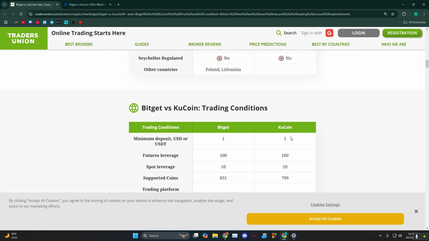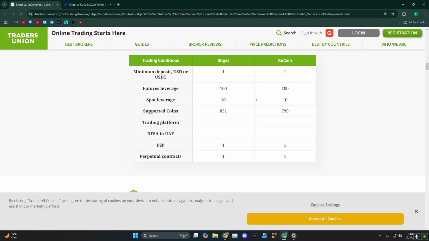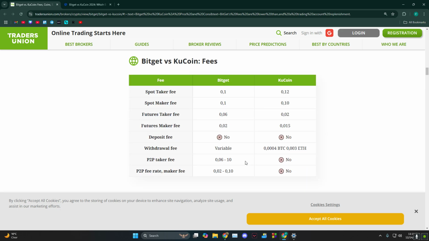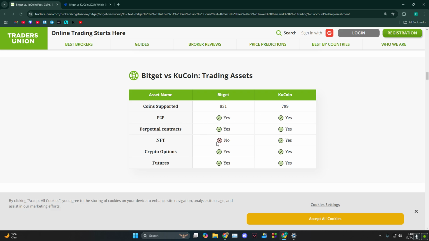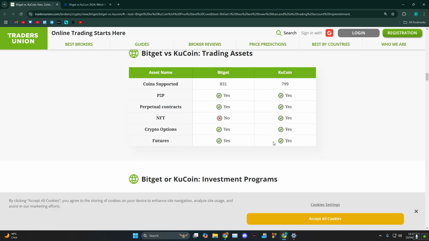Now, these are some of the other differences that you can see: futures leverages, supported coins and the exact number, P2P, perpetual contracts, and all these fees that you can take a look at. And NFT, as you can see, Bitget does not support it, but KuCoin does support it. And these are the basic differences. So I would say go for the one that supports your criteria the best.